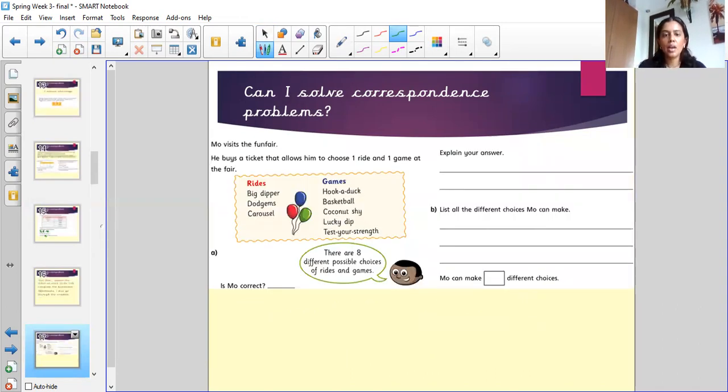So it says, Mo visits the fun fair. He buys a ticket that allows him to choose 1 ride and 1 game at a fair. A, is Mo correct? Mo says there are 8 different possible choices of rides and games. Is he correct, yes or no? And explain your answer. B, list all the different choices Mo can make. Mo can make how many different choices? Remember, pause the video, have a go, and then go to the next question.